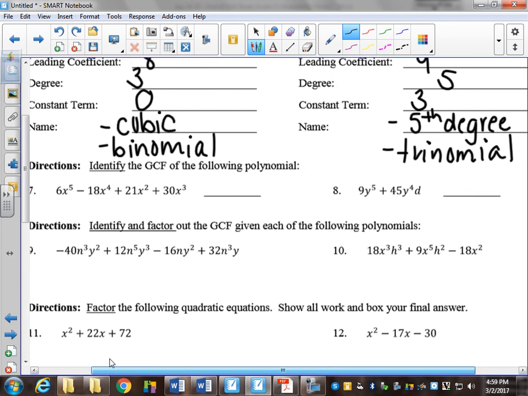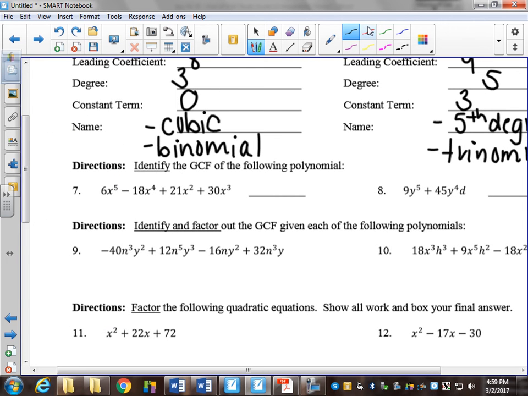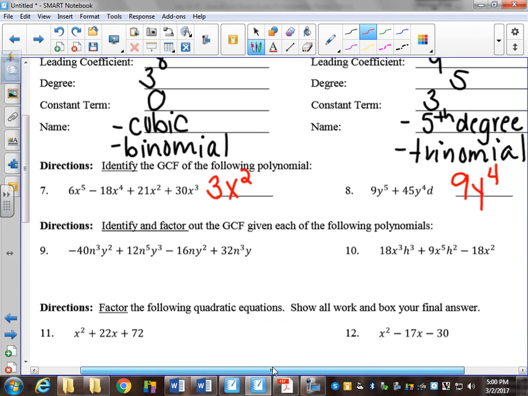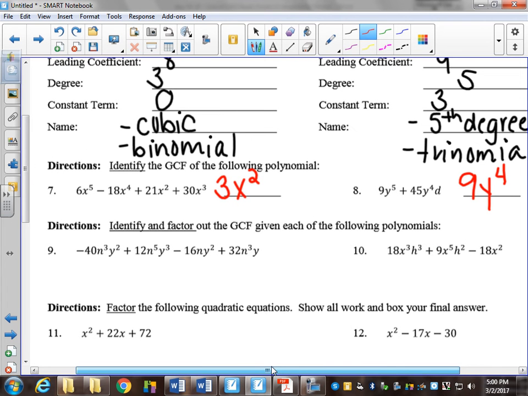Moving on to the next review, identify the GCF of the following polynomial. We have 6, 18, 21, and 30. They all can be divided by 3. They each have x variables attached to them. Therefore, we can take out the smallest amount of x's, x squared. Number 8, they are both divisible by 9. They both have y's, so the most you can take from both of them is 4. We can't take any b's from each because 9y to the 5th does not have any b variables attached to it.